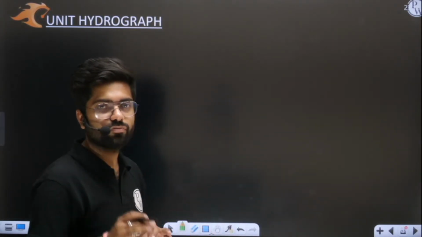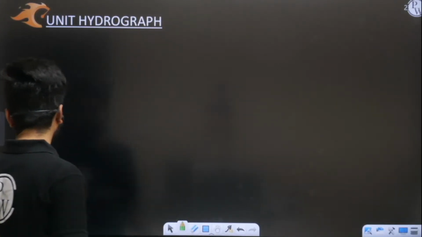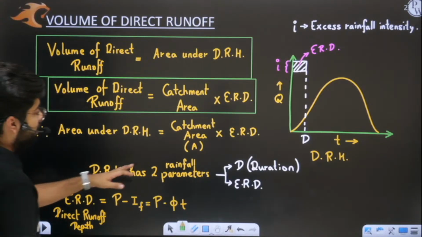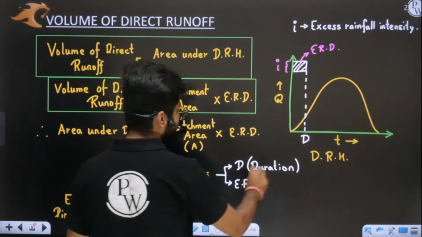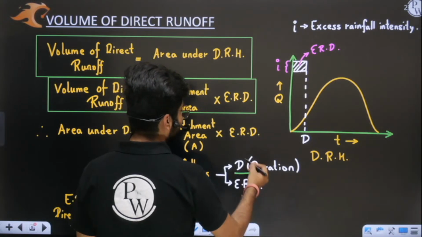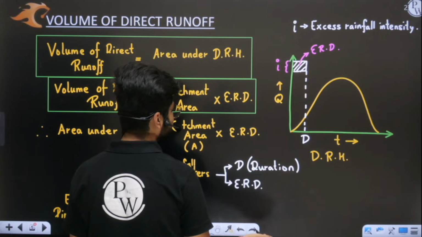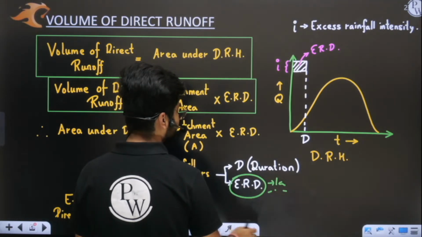See, we have understood what is direct runoff hydrograph. Sir, you told me that direct runoff hydrograph has two rainfall parameters. What are those two parameters? The first one is duration and the second one is effective rainfall depth. Now, this duration can be 1 hour, 2 hour, 3 hour, like that. And effective rainfall can be 1 centimeter, 2 centimeters, 3 centimeters, like that.